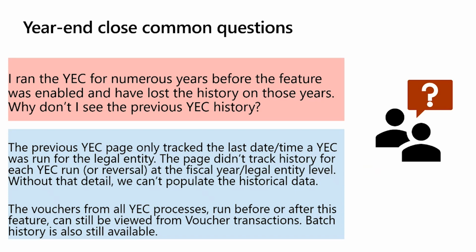Also, I want to remind you that the batch history could still also be there. I know a lot of organizations will start to slowly remove or delete the batch history over time because it can build up to be a lot of information. But I just want to point out that those vouchers for those previous year-end closes are still there. The batch history may still be there also, but you won't see the history of those previous years that were closed before the feature was enabled.